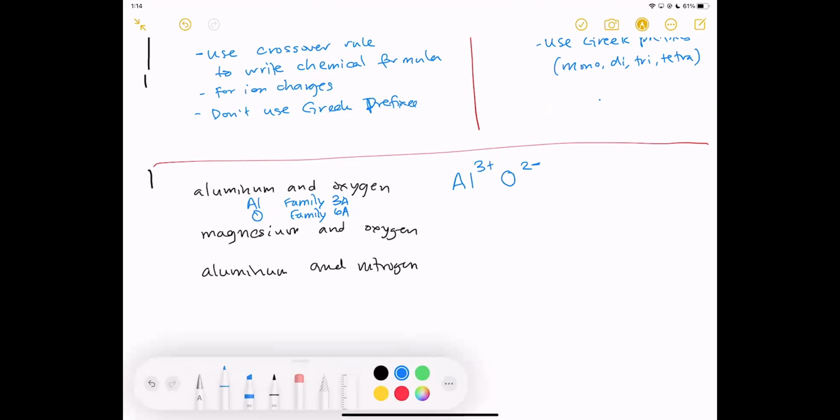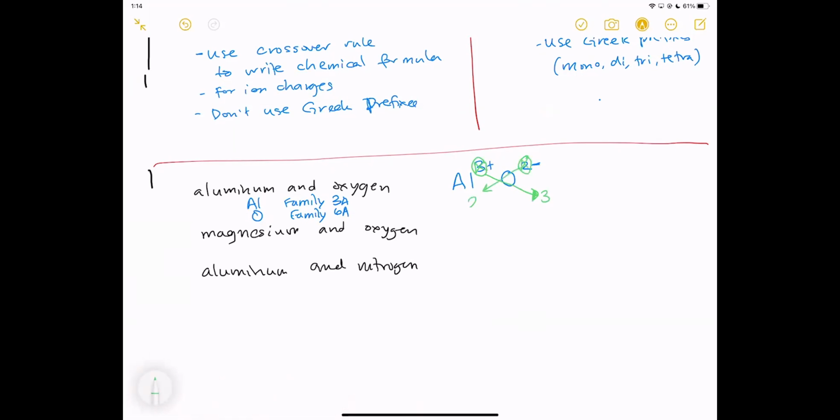And then you use the crossover rule. These are ions, so you're going to use the crossover rule. What crosses over and down is the number. The number 3 is no longer up there, and it crosses over and down. And then the number 2 is no longer up there, and it crosses over and down. At the same time, you get rid of those plus and minus signs. So you end up with Al2 and then O3.